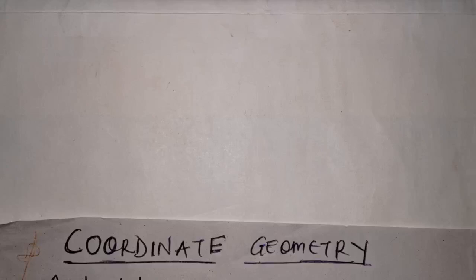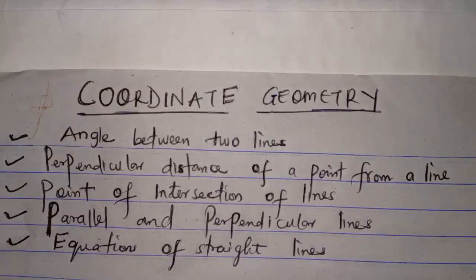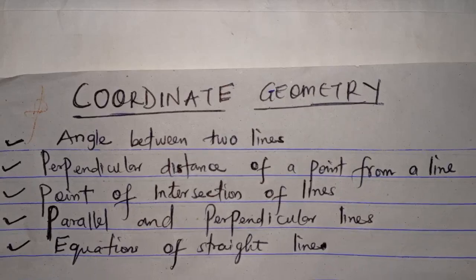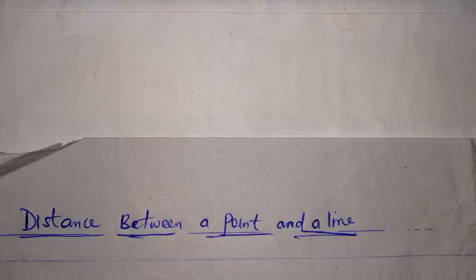In this video, we're going to talk about angle between two lines, perpendicular distance of a point from a line, point of intersection of two lines, parallel and perpendicular lines, and lastly, equation of a straight line. Let's talk about distance between a point and a line.